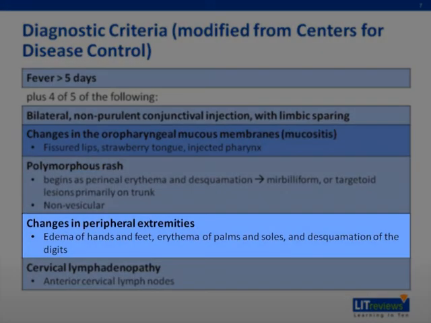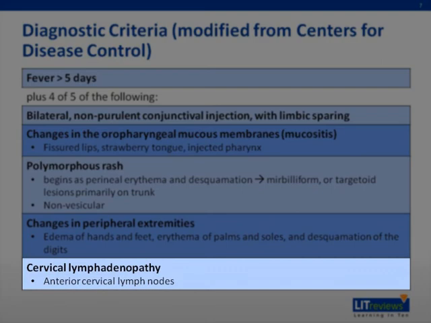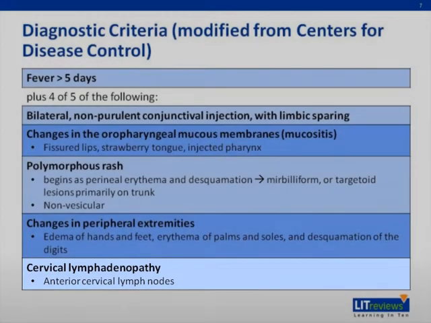One of the last features to present is changes in the extremities. Patients present with indurated edema of hands and feet, diffuse erythema of the palms and soles, and desquamation of the fingers and toes. Although lymphadenopathy is a diagnostic criterion, less than 50% of children will have this. If present, it is usually noted in the anterior cervical node.